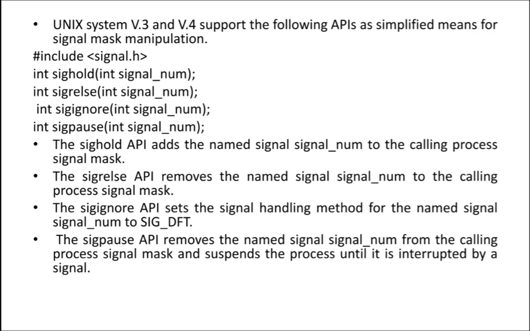And the sigpause API is also used to remove the named signal from the calling process's signal mask. But the only difference is that along with removing it, it also suspends the process until it is interrupted by a signal. Getting, guys?